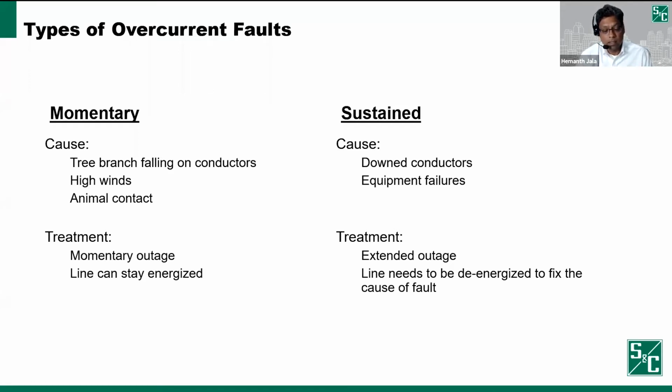With a sustained fault, it's more permanent, where you have equipment failures, equipment has failed, or you have down conductors, or other things that have a longer term of outage. The way you treat the faults depends on what type of fault it is. So if it's a momentary outage, you can assume that the line can be energized and stay energized, and you treat it in such a way, like using reclosing, for example. For a permanent fault, you want to make sure that you understand that there'll be an extended outage, and that the line needs to be de-energized to be fixed for taking care of the sustained fault.